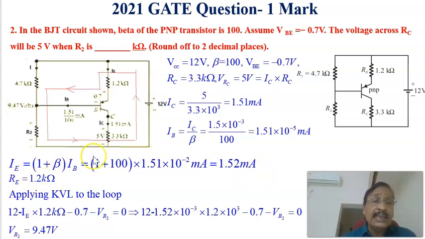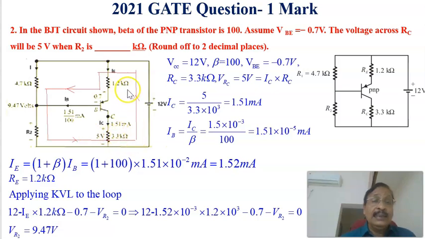And here R is given in the problem as 1.2 kilo ohms. Now we are going to apply Kirchhoff's voltage law to this loop shown here, and our aim is to find out this voltage. What is the voltage at the base terminal?